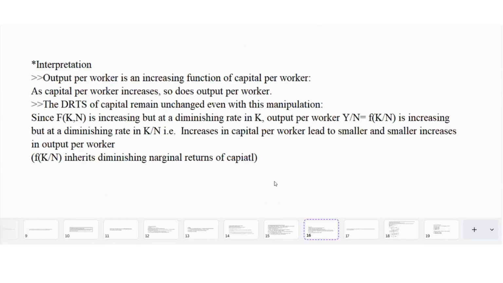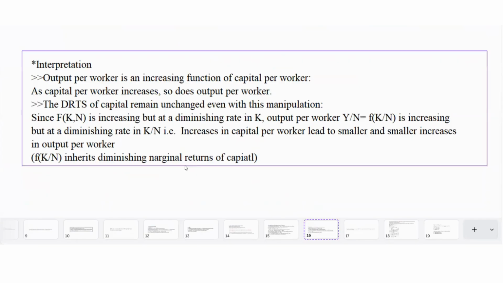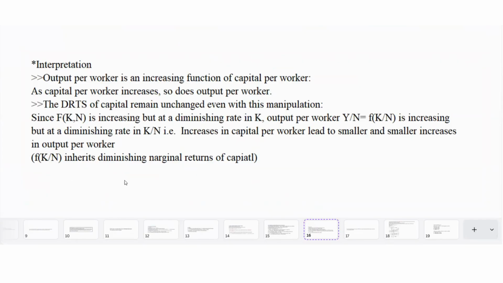Here we need to remember output per worker is an increasing function of capital per worker, but the decreasing returns to scale of capital remain unchanged, which means that output per worker is increasing, but at a diminishing rate in capital per worker. So when you increase capital per worker, output per worker increases, but the increase becomes smaller and smaller as you keep on increasing capital per worker. So the per worker production function inherits the diminishing marginal returns of capital.